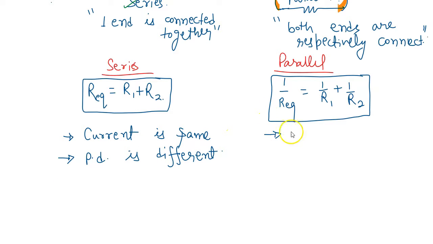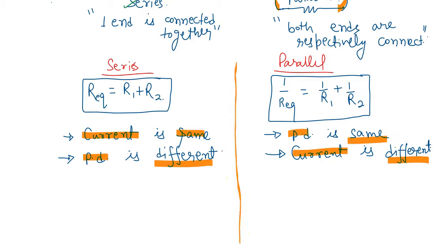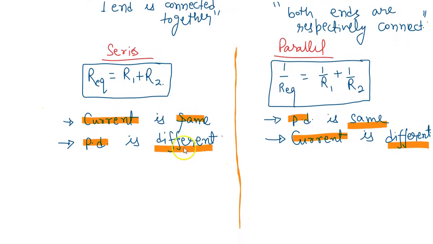In parallel combination, the potential difference is same across the two resistors and the current is different. So current is different across the two different resistors. Okay, so main thing I am highlighting that is to be remembered always, in series current is same, potential difference is different. Here potential difference is same, current is different in parallel combination. So I'll make a clear distinction here.